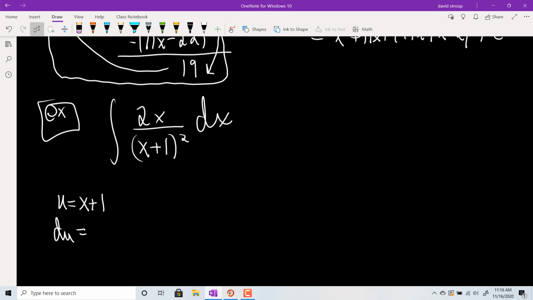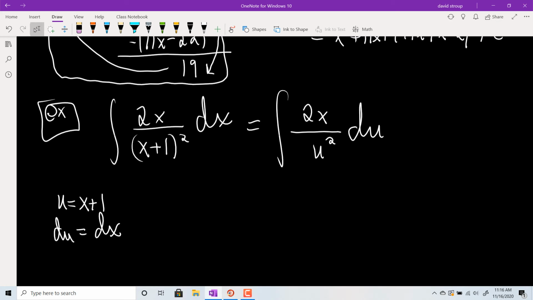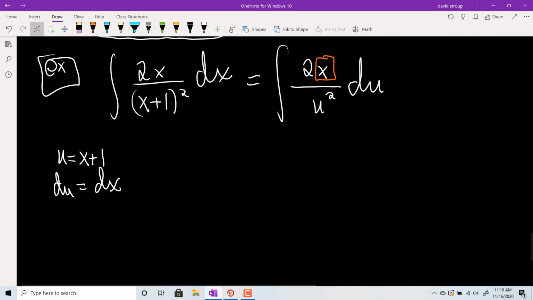So I get du is just plain dx here. If I went into the integral and tried right now to replace everything, I'd have some trouble getting rid of that x in the numerator. The denominator is u squared, and the dx is just du. But I can't proceed if I've got this x floating about. So what do you do? You just go back to the original formula for your substitution and solve it for x. So you get x equals u minus 1.